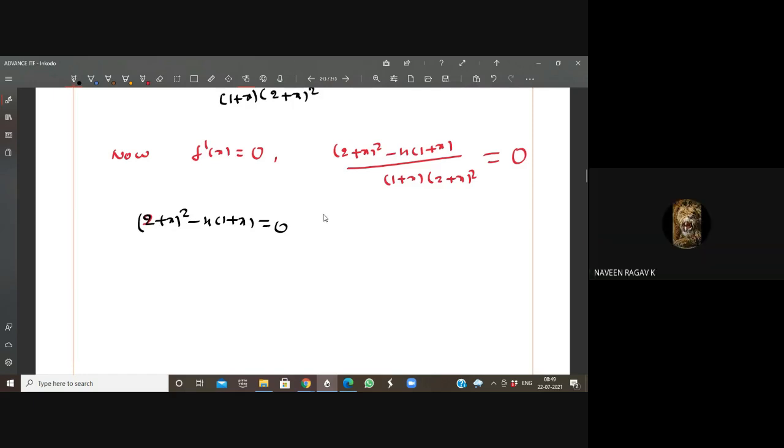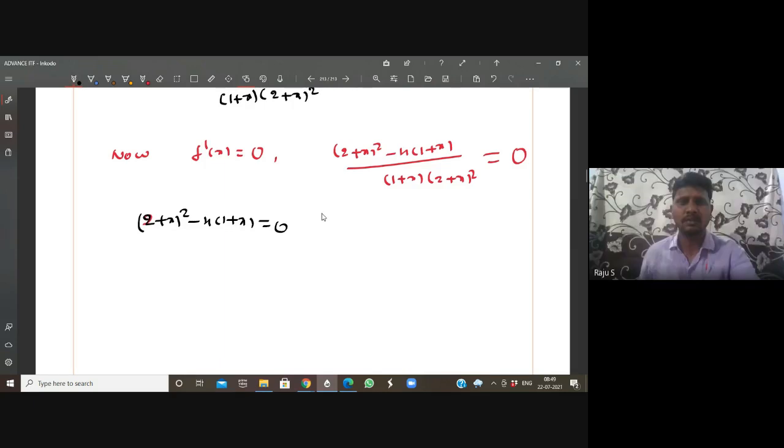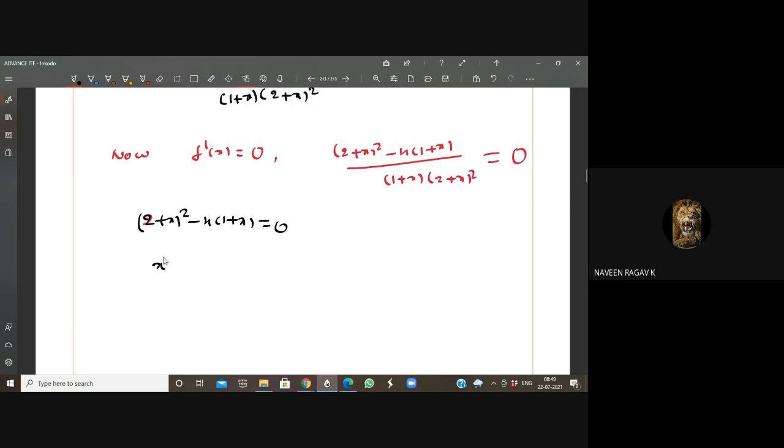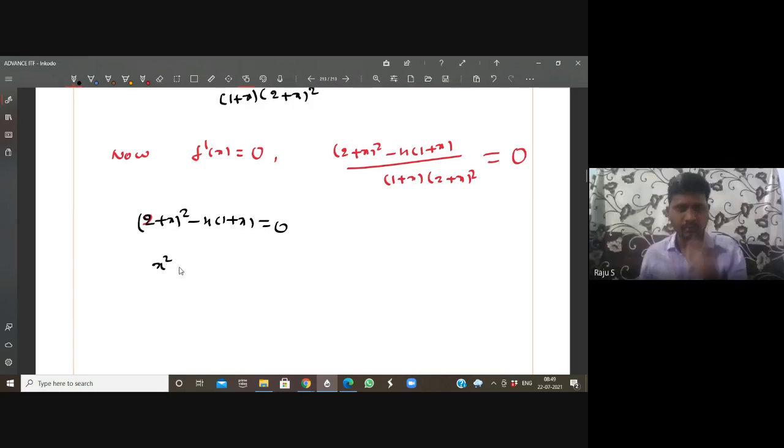X is 0. Okay, when we simplify this, all of you simplify this. 2 plus x the whole becomes x square plus 4x plus 4 minus 4x. Just x square. Okay, fine.